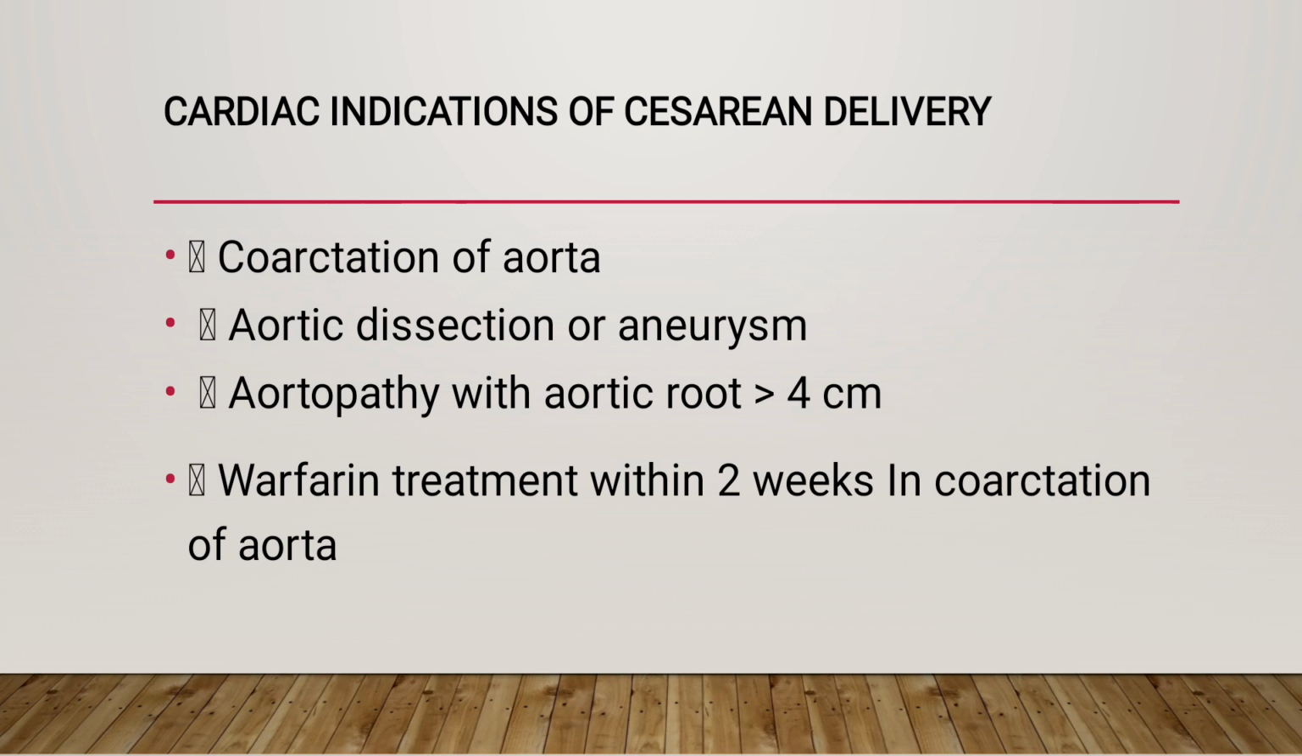Next, we will move on to cardiac indications for cesarean delivery. If we are doing the cesarean delivery, some of the cardiac indications are if the mother is having coarctation of aorta, then aortic dissections or aneurysms, aortopathy with aortic root greater than 4 cm, then warfarin treatment within 2 weeks in coarctation of aorta. Elective cesarean section is indicated to prevent rupture of the aorta or mycotic cerebral aneurysms. The anesthesia should be given by an expert anesthetist using either epidural or general anesthesia.